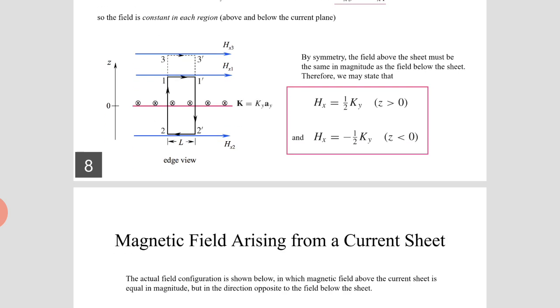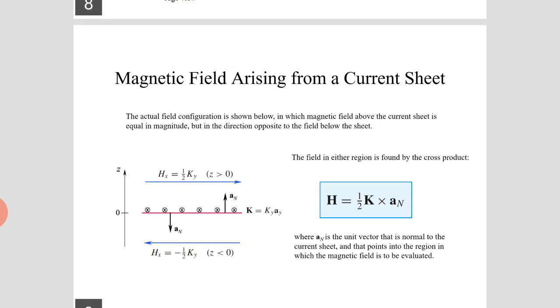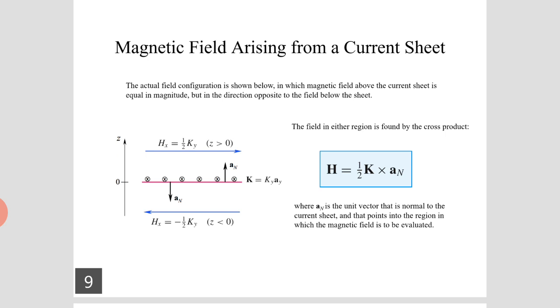Next, the actual configuration is shown below, in which the magnetic field above the current sheet is equal in magnitude but opposite in direction to the field below the sheet, right? Whatever was in the previous slide is the same, but here in the figure you can see Hx is equal to half of Ky when z is greater than 0, and Hx is equal to minus half of Ky when z is less than 0. We can show here a unit vector to represent the magnetic field.